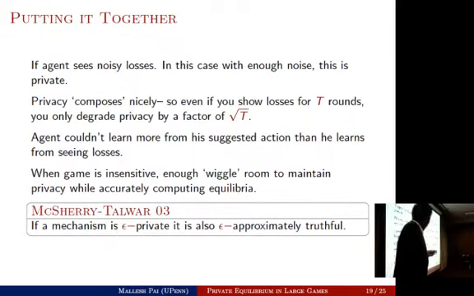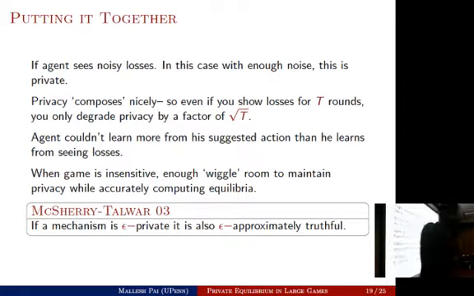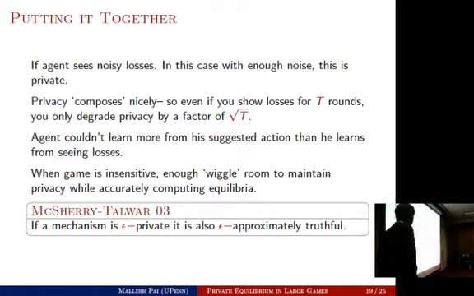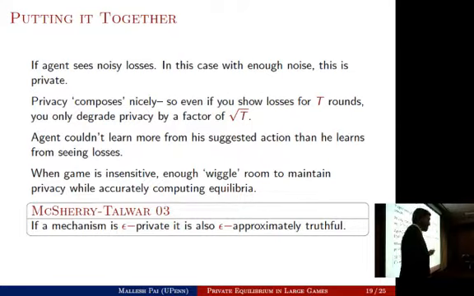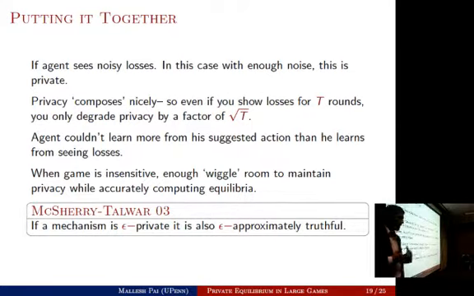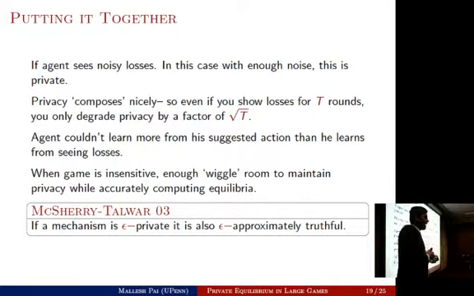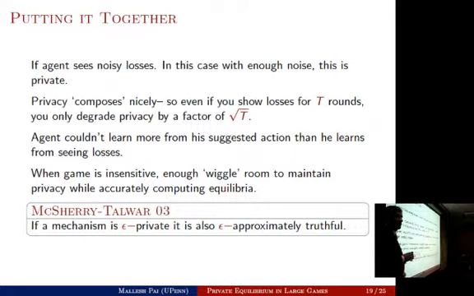Finally, we use an observation from McSherry and Talwar in 2003. They observed that if a mechanism is epsilon private, it is also epsilon approximately truthful. The intuition for this should be reasonably clear. If it's private, that means that any one person's report does not change the outcome by very much, which also gives you approximate incentives.